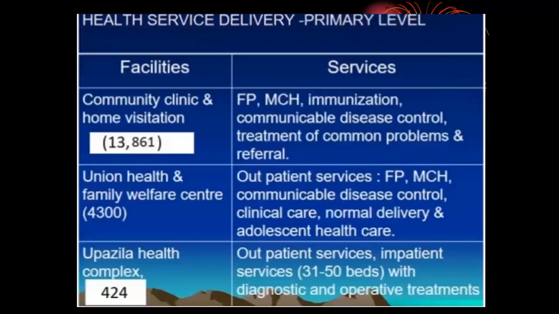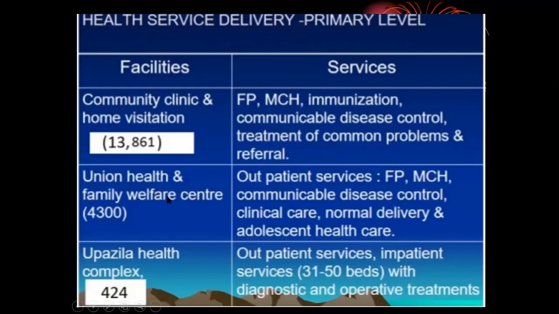Now, in primary healthcare, community clinic, the number of community clinics is 13,861. The services given: family planning, MCH, immunization, communicable disease control, treatment of common problems, and referral to the secondary and tertiary level. These are very important, frequently asked in the examination. What are the services rendered at the community clinic level?